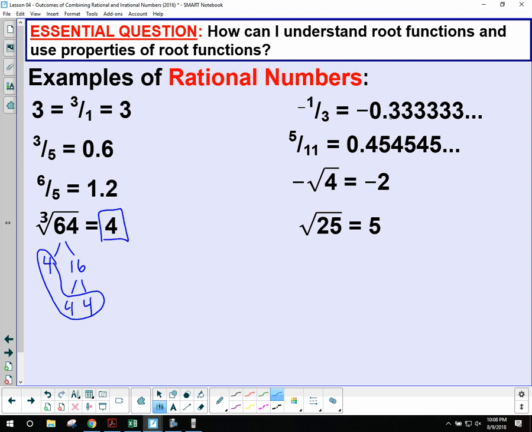Negative 1.3, or negative 1 over 3, you get the negative 0.33, again, repeating. We already saw this example. Negative square root of 4, square root of 4 is 2, so we get a negative 2. Square root of 25 is 5. Again, all rational numbers.